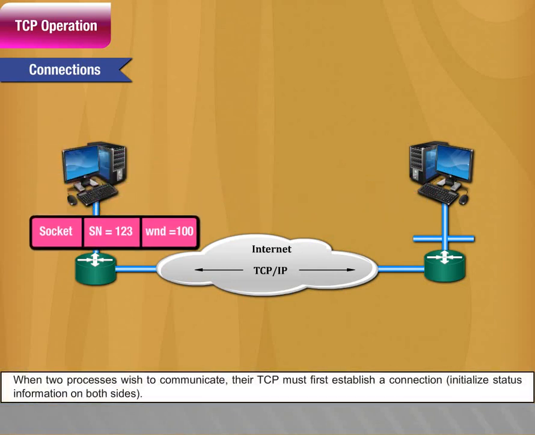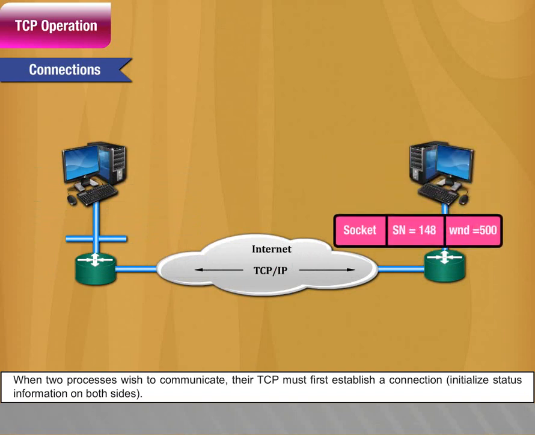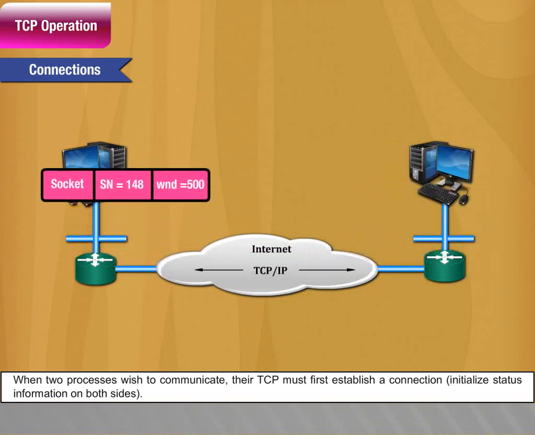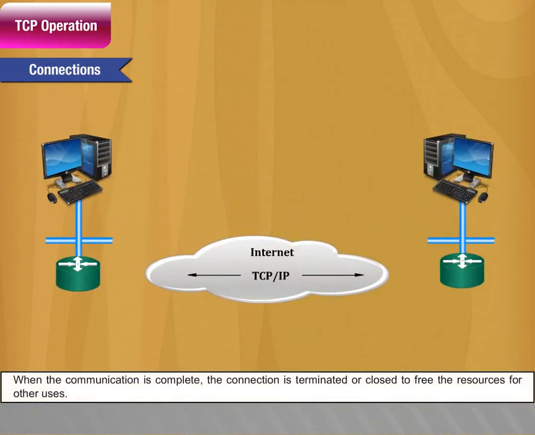When two processes wish to communicate, their TCP must first establish a connection and initialize status information on both sides. When the communication is complete, the connection is terminated or closed to free the resources for other users.